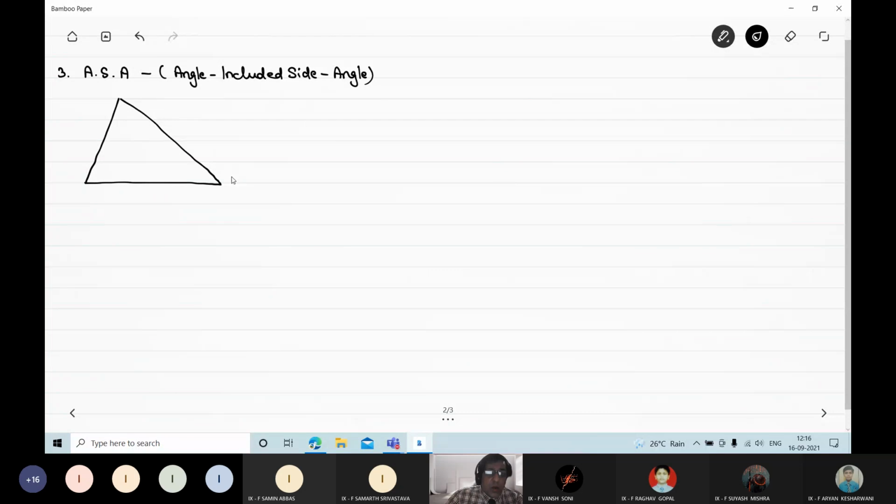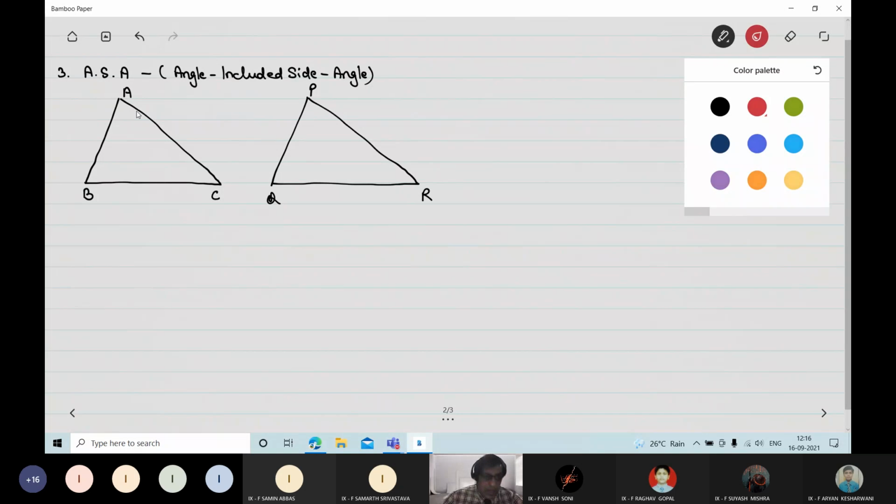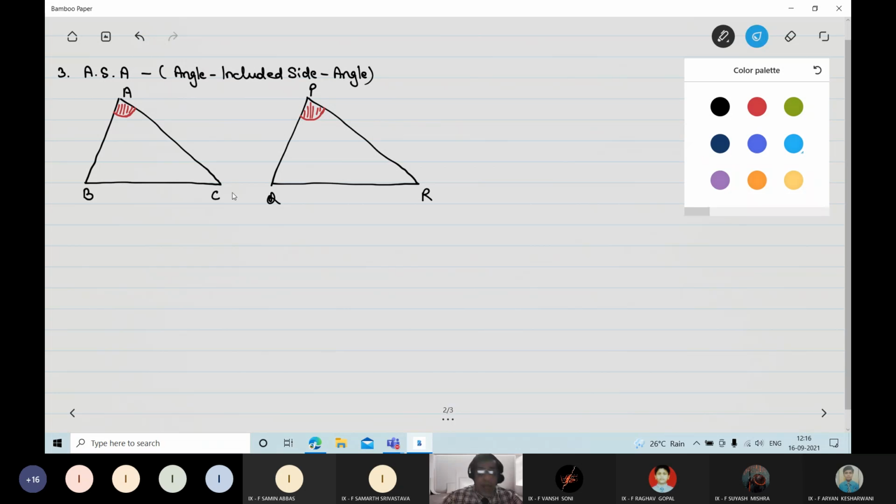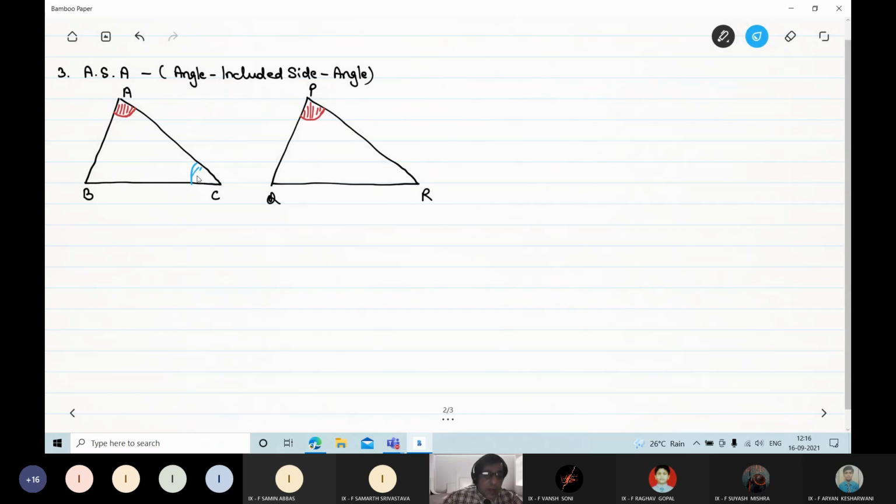So if you take two triangles wherein the two corresponding angles are equal and the side which is in between the two equal angles is also equal, then the triangles are congruent. So let's say these are the two triangles, and if angle A is equal to angle P, so this is one angle which is equal to its corresponding angle, and let's say angle C is equal to angle R.